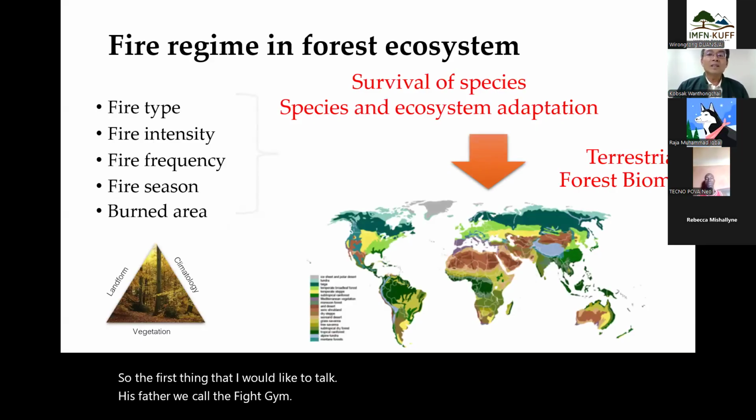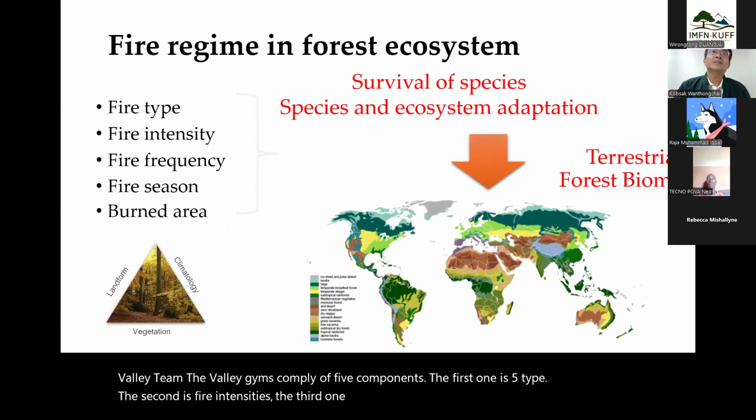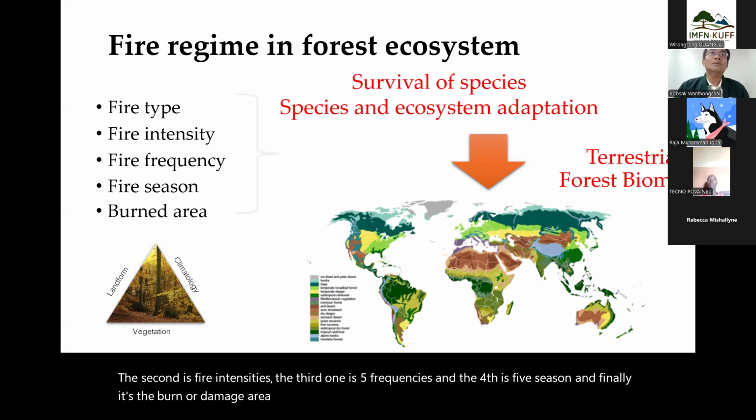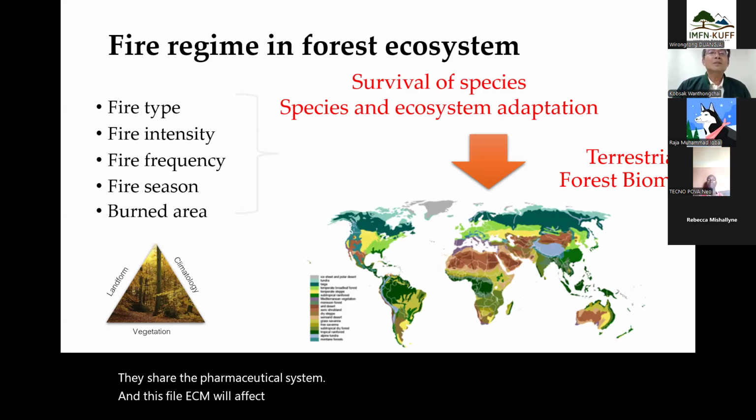The fire regime comprises five components. The first one is fire type. The second is fire intensity. The third is fire frequency. The fourth is fire season. And finally, the burned or damaged area. All of these components shape the forest ecosystem, and the fire regime will affect species survival, species composition, and adaptation in the ecosystem.